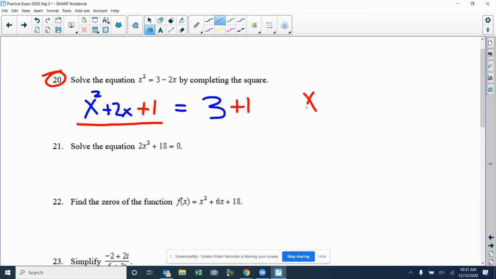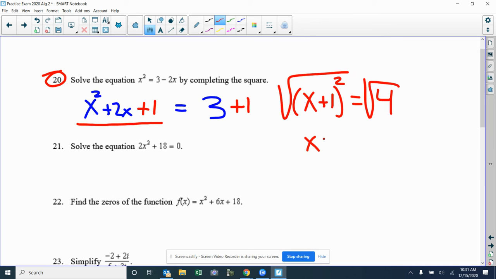It's going to end up being x plus 1 squared equal to 4. Taking the square root of both sides, x plus 1 equals plus or minus 2. Take the 1 over: negative 1 plus or minus 2.